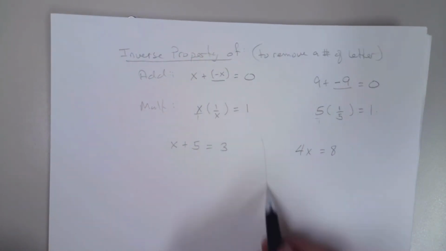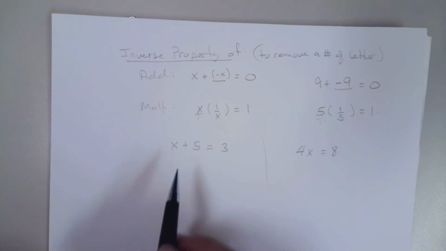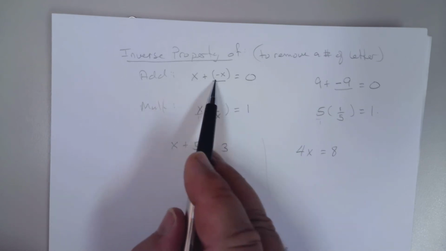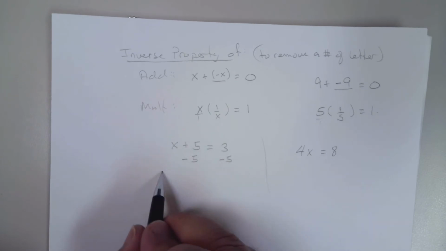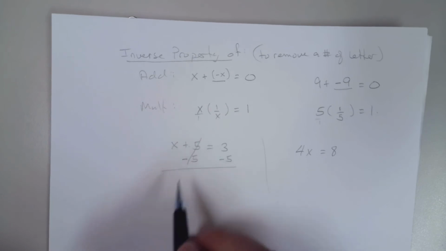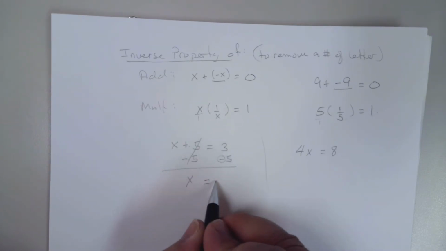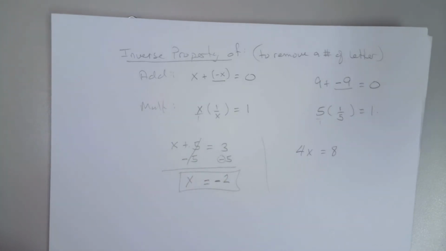Here's two examples. Whenever we solve for a letter, a variable, we have to get rid of all the numbers. So this number is a positive 5. We want to get rid of it. How do we get rid of it? Subtract 5. Whatever you do to one side, you have to do to the other. So we know positive 5 minus 5 becomes 0, so they just cancel. 3 minus 5. 5 is bigger than 3, so we know the answer is negative. 5 minus 3 is 2. And so the answer is x is negative 2.